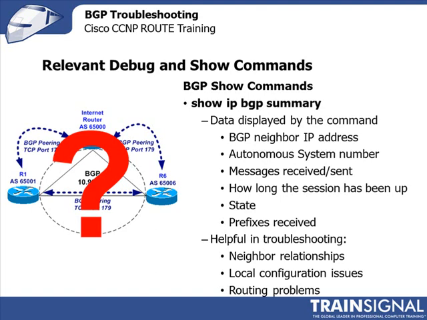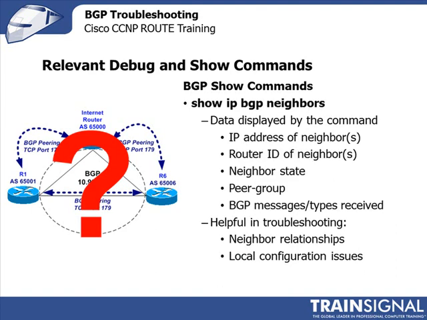Show IP BGP summary is extremely helpful. It'll show you your configured peer IP addresses, your AS number, the number of messages received and sent. If those are 0, you've got big problems. How long the session has been up, the state, meaning is it active, is it idle, is it established? And if it's established, it's not going to say established in the BGP summary command, but it'll show the number of prefixes that are being advertised. This is very helpful with neighbor relationship, local configuration issues, and certain routing problems.